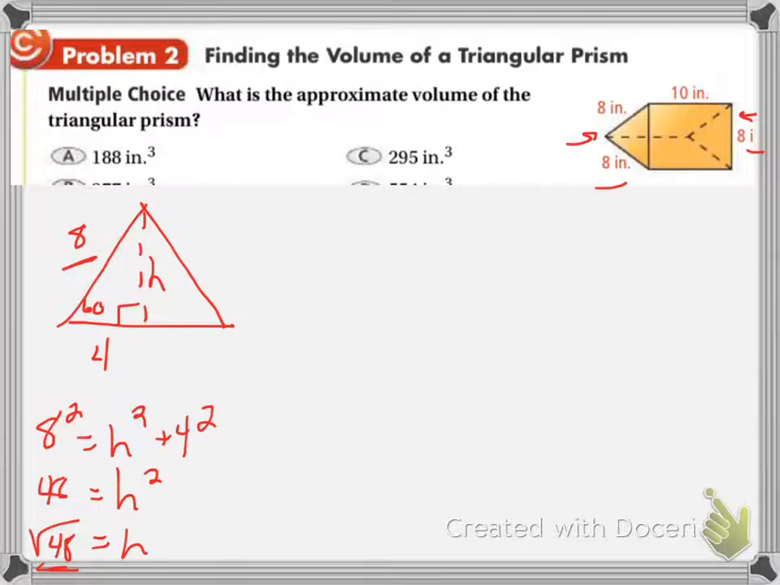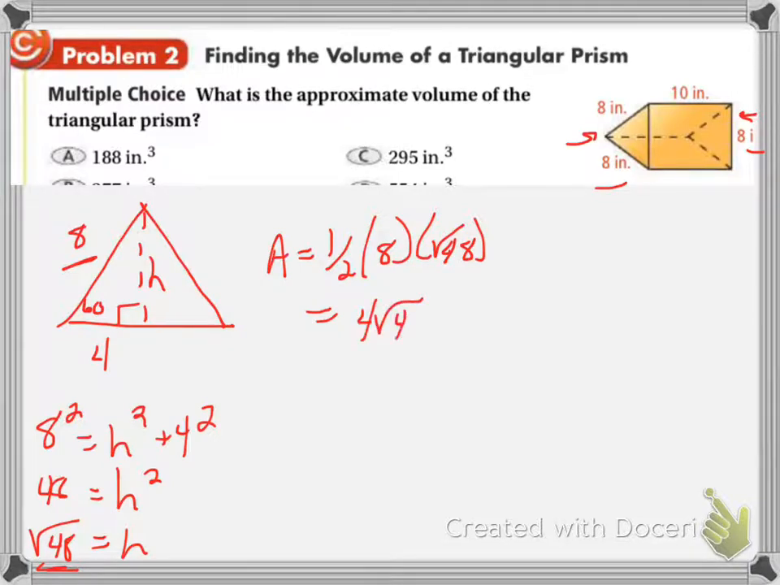So again, to find the area of this triangle, the area is 1/2 base times height. Well, in this case, our base is 8, so the area of the triangle here is 1/2 our base, which is 8, times our height, which is the square root of 48, which we just found. Punch that in our calculator, and I wouldn't quite round yet. Take 1/2 of 8, that's 4, square root of 48, and I would just leave that there.